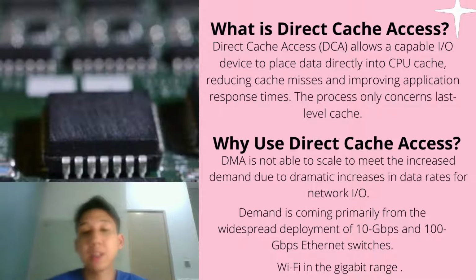First of all, the direct memory access or DMA is not able to scale to meet the increased demand due to the dramatic increases in data rates for network input and output. So what kind of demands are we talking about? The demand is coming primarily from the widespread deployment of 10 gigabit per second and 100 gigabits per second Ethernet switches. Not only that, it also comes from Wi-Fi in the gigabit range.